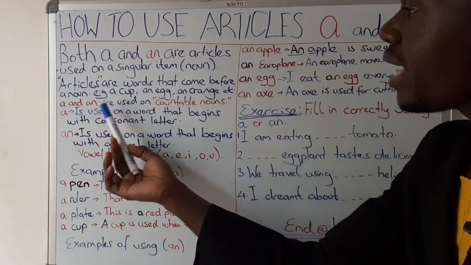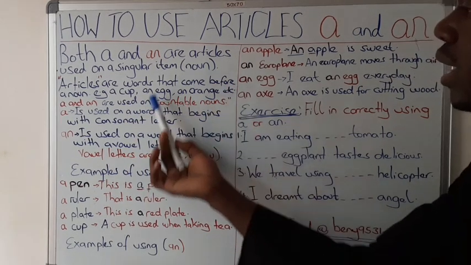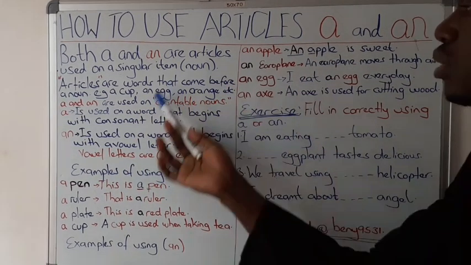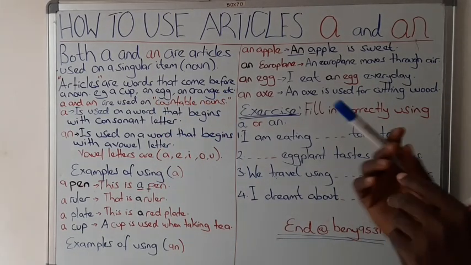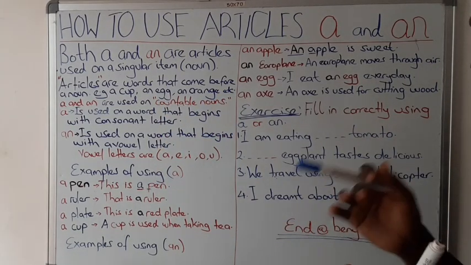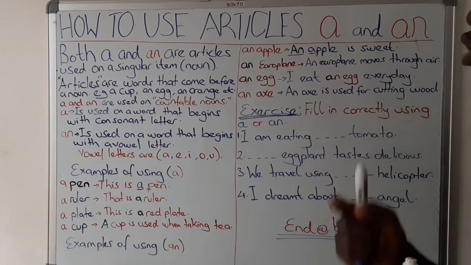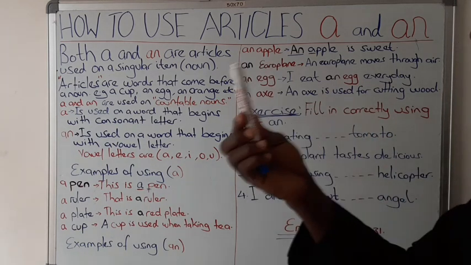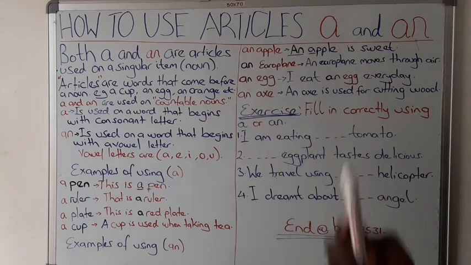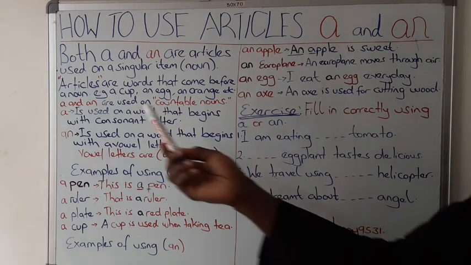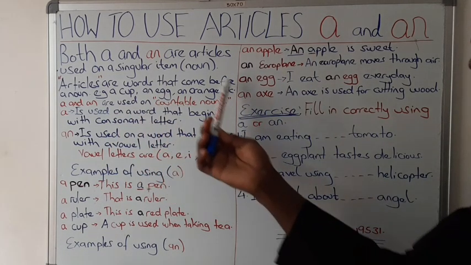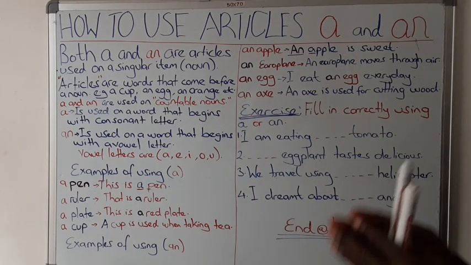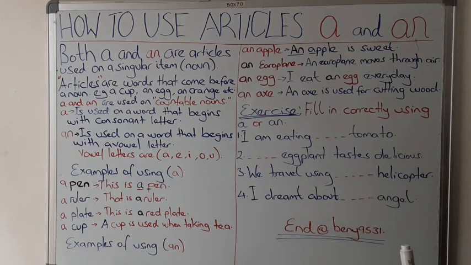A and an are used on countable nouns. Countable nouns are items that can be counted, for example, using the counting numbers 1, 2, 3. For example, this is one marker. These are two markers. So both articles a and an are used on countable nouns, things which can be counted. For example, a ruler, a pen, and many others.